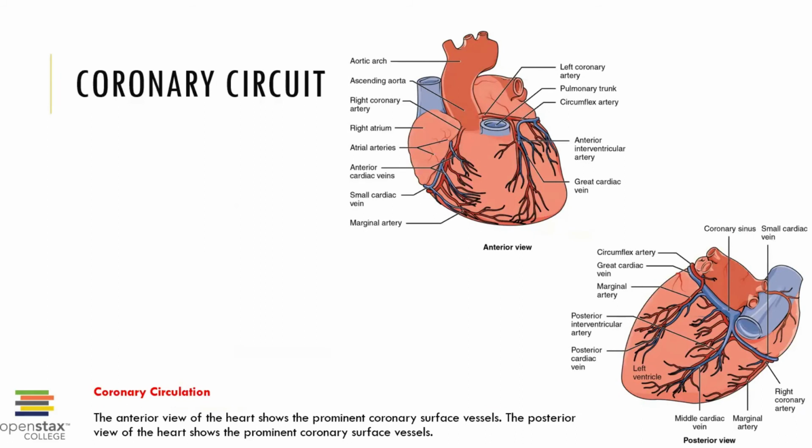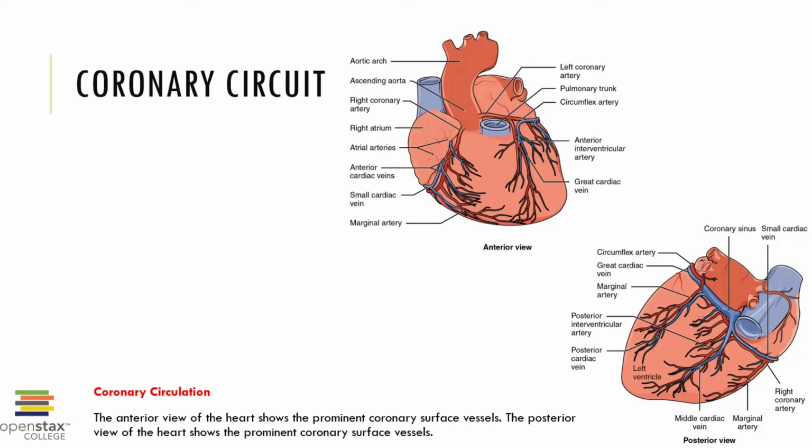Now, this is the coronary circuit that is shown here. So we previously mentioned the blood flow through the chambers of the heart. The pulmonary circuit is where the deoxygenated blood from the body flows into the right atrium via the superior vena cava, the inferior vena cava, and the coronary sinus. And the pulmonary circuit will continue into the pulmonary trunk, which branches into the right and left pulmonary arteries, transporting the deoxygenated blood to the lungs where it picks up oxygen.